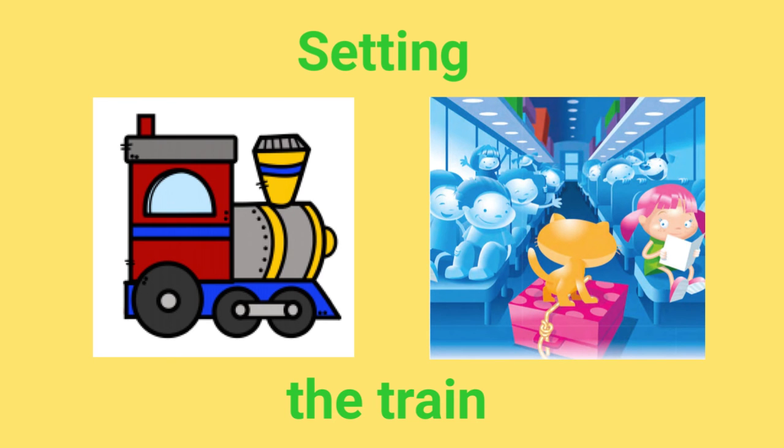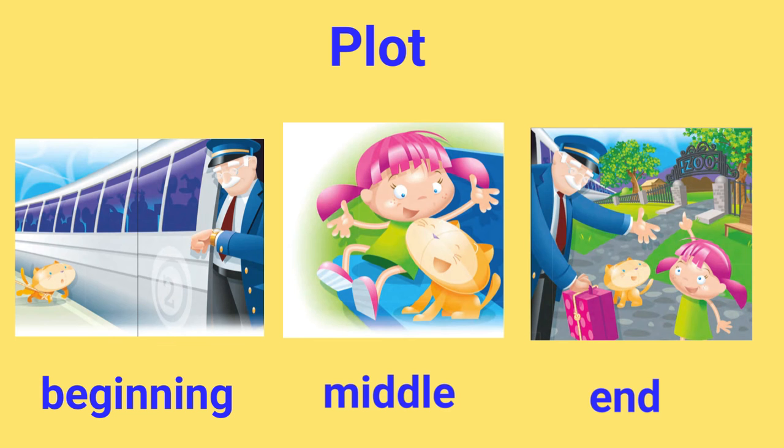The setting in our story is the train. We know Gus gets on that train and has quite the adventure. Finally, we can think about the plot for Gus Takes the Train. That's what happens in the beginning, the middle, and the end.